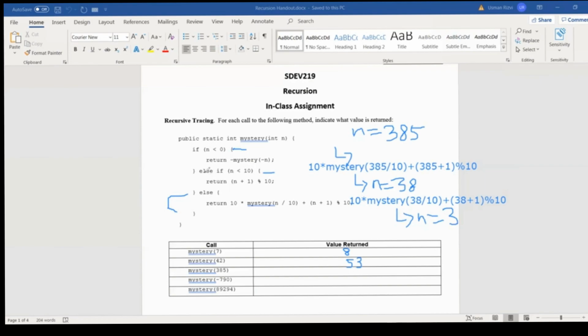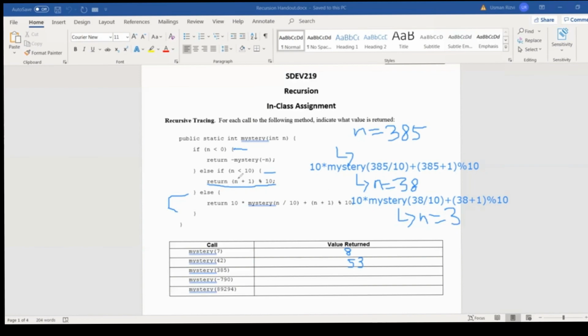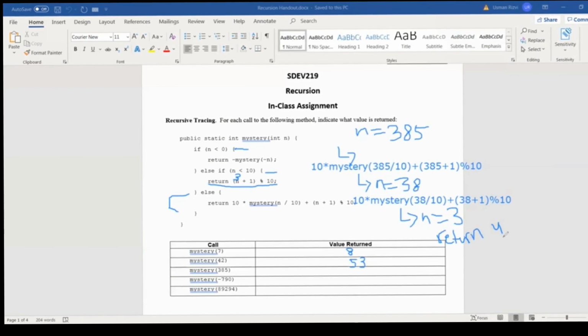Remember, the base case stops the recursion. In this case, when the value gets less than 10, that's when the recursion is stopped, and we just return this. So we just plug in 3 right there. 3 plus 1 is 4. What's 4 mod 10? 4. So we return 4. 4 comes in here and gets plugged in right there.